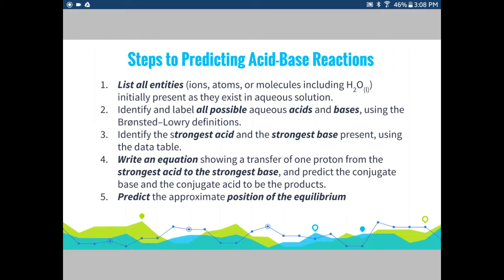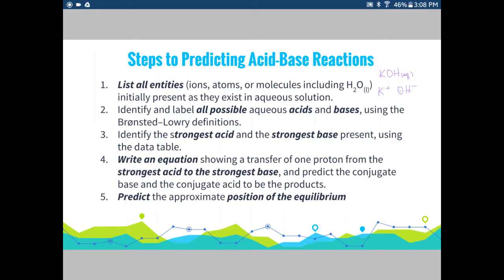Step 1 is to list all entities that are present. When we list these entities, if it's an ionic compound in solution, for example potassium hydroxide, if this is aqueous, it dissociates into potassium and hydroxide. So we list it as its ions: potassium ions and hydroxide ions. If we're talking about an atom, that would be a pure element, or a molecule, which would be something like water. We don't write down that water ionizes, we write it down as a liquid.